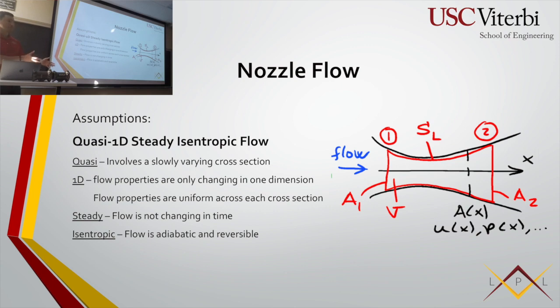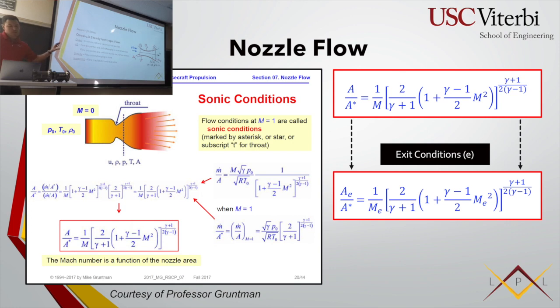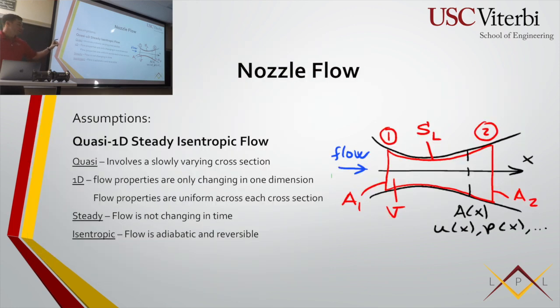That means you're not adding any heat to it. It's just what it is. No heat is coming from the environment. And reversible, so meaning no entropy is lost. So essentially, this ends up being a very, very good approximation.